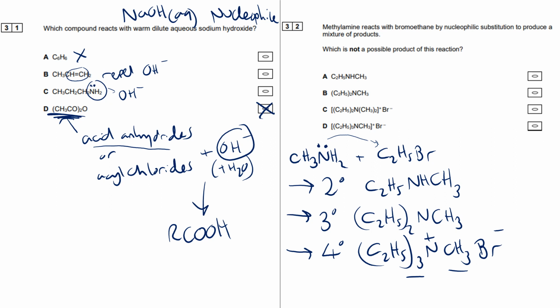And we can see that one is given in answer D. So A, B and D are all possible products. C is an incorrect product because you will only ever have one methyl in the compound. So C is the correct answer here.